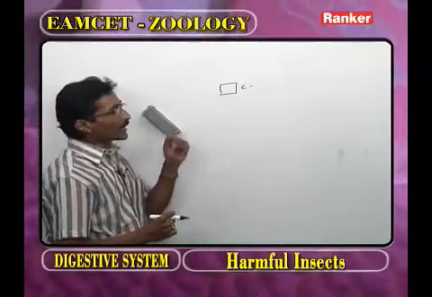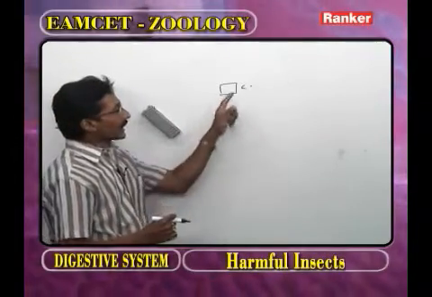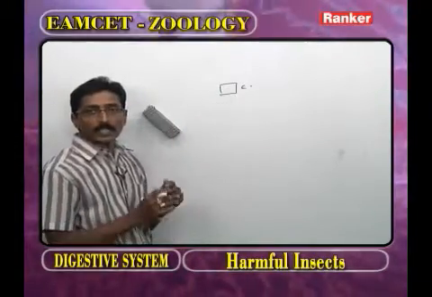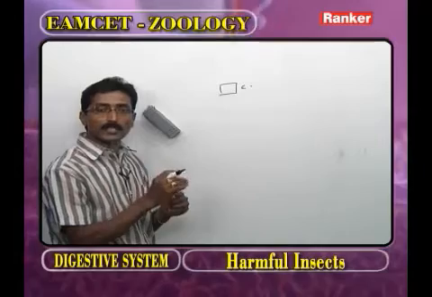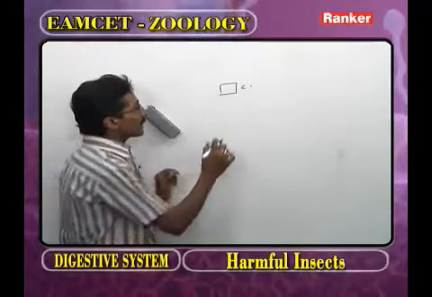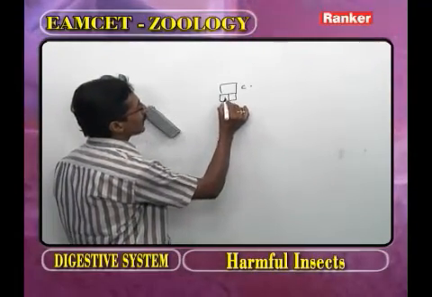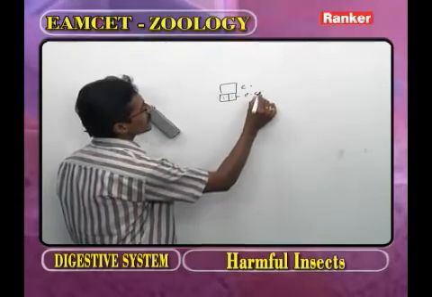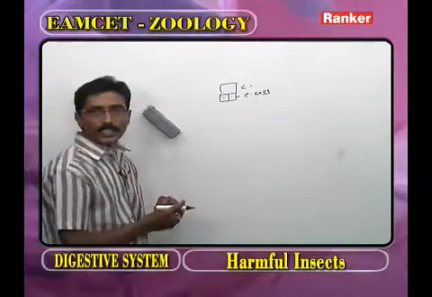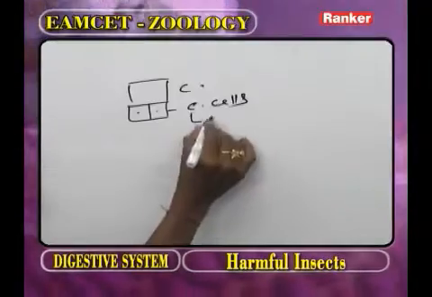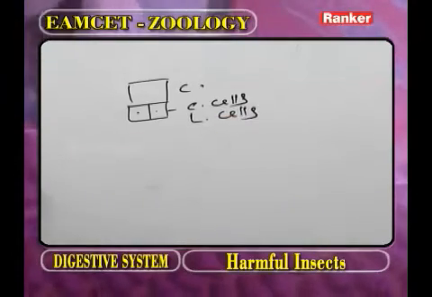The cornea is made by cuticle. At the time of molting, the cornea is removed. It is called molting. The cornea is followed by the corneagen cells. The corneagen cells are also called the lenticular cells.